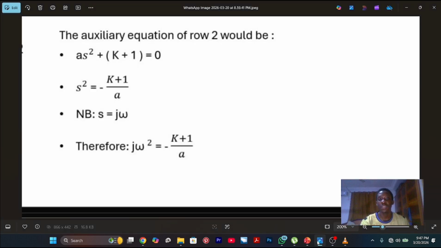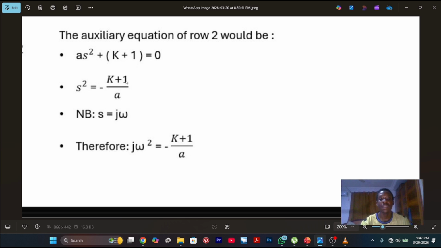So, in continuation from where my colleague left off, when the row in the routh table is 0, we use the row directly above the s squared row to form an auxiliary equation. This equation describes the roots that are causing the oscillation. So from the table, we realize that the s squared row coefficients are a and k plus 1.